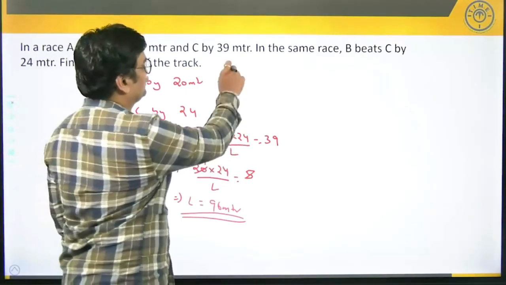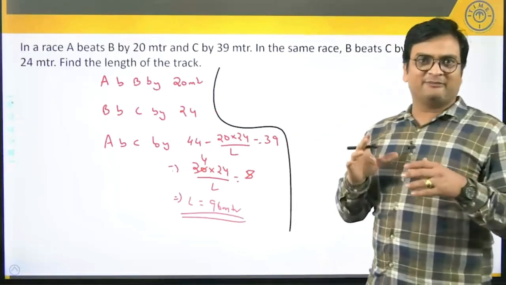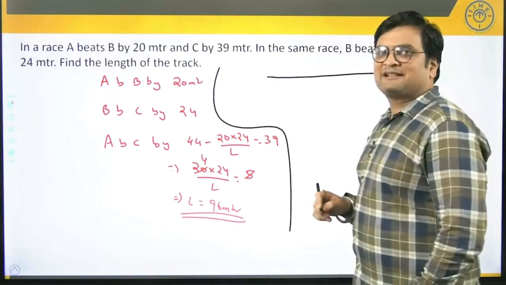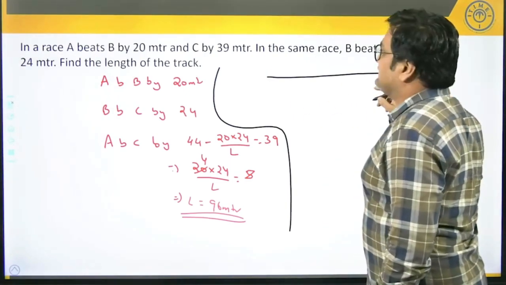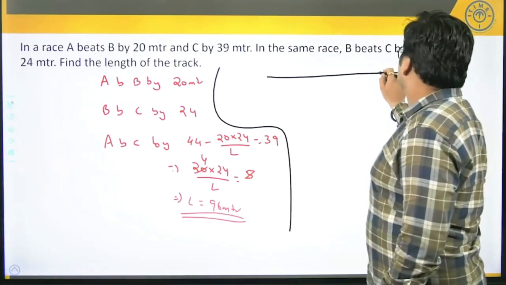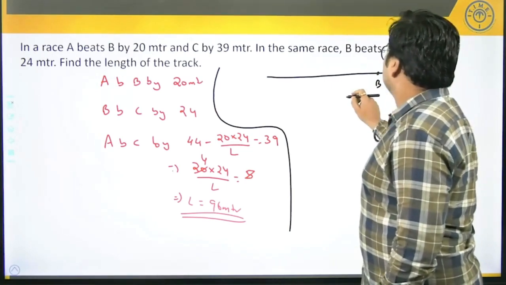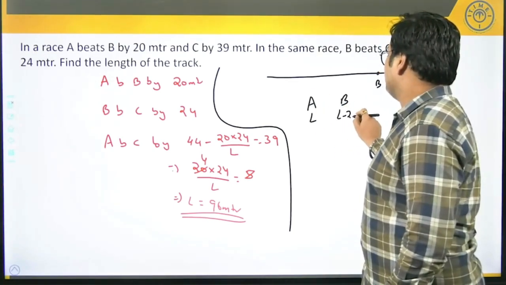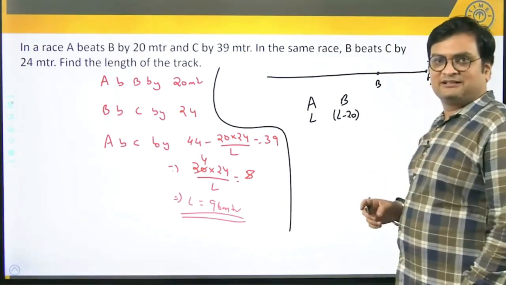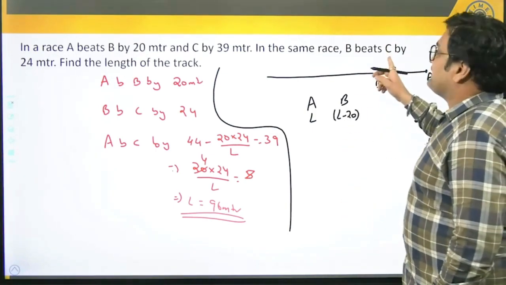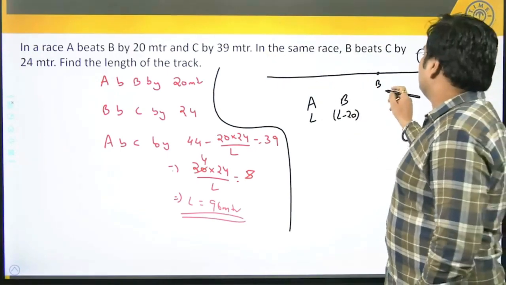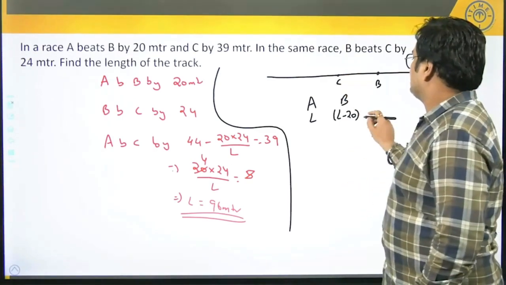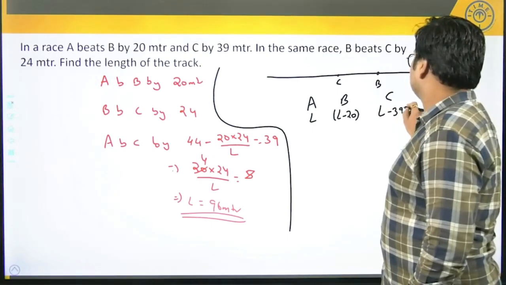Versus, what if you do not know the formula? Then of course we have the basic approach of time, speed and distance, which can be done like this. Observe, length of the track is L. A beats B by 20 meters means when A is at finish line, B is 20 meters behind. That means the time in which A covers L meters, B covers L minus 20 meters. Not just that, also note, he beats C by 39 meters, so C will be further behind. Right? So C covers L minus 39 meters.